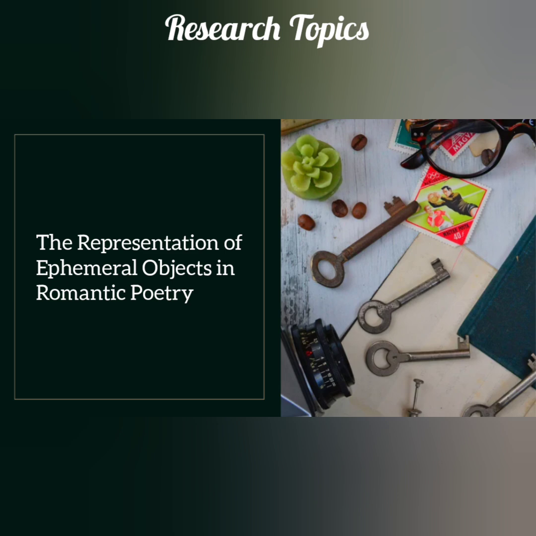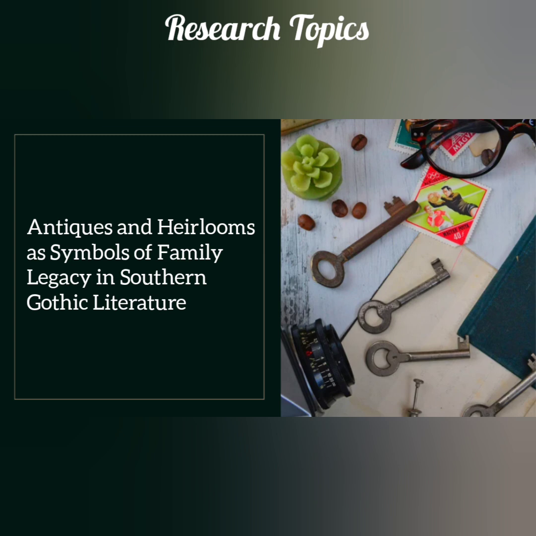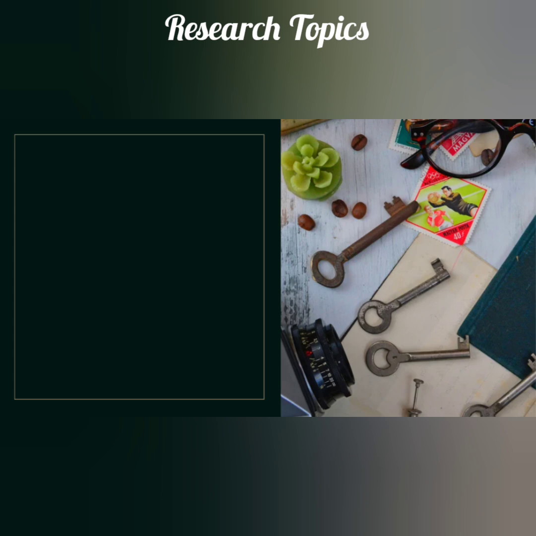Next, the representation of ephemeral objects in romantic poetry. Analyze how romantic poets use temporary items such as flowers or letters to express fleeting emotions or beauty. Next, antiques and heirlooms as symbols of family legacy in Southern Gothic literature. Examine the symbolism of inherited items in Southern Gothic fiction and their link to family heritage and decay.